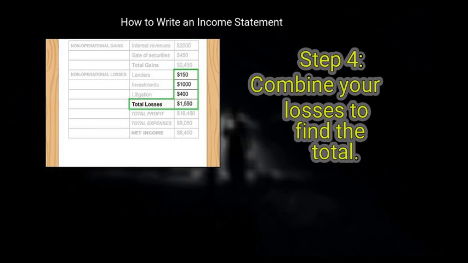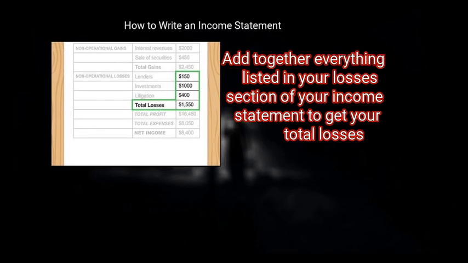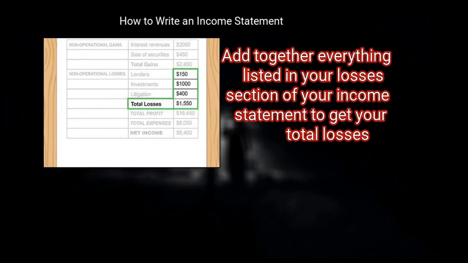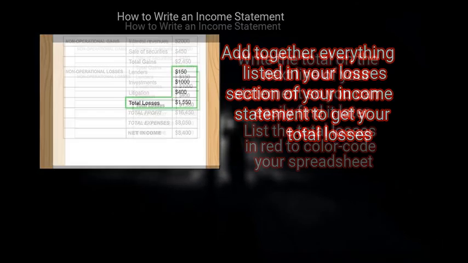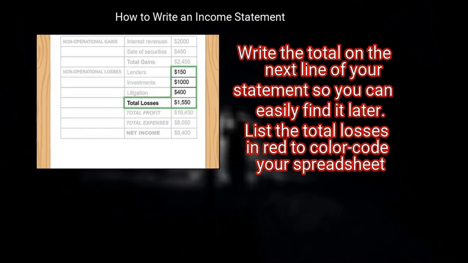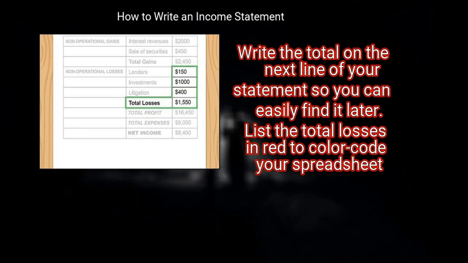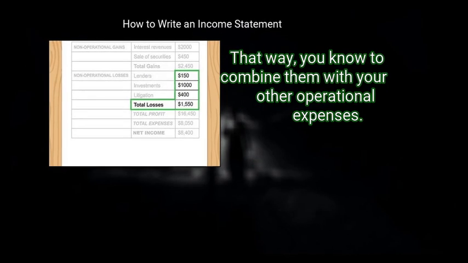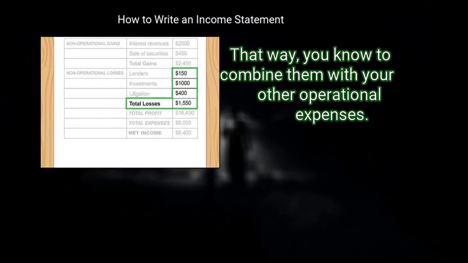Finally, combine your losses to find the total. Add together everything listed in your losses section of your income statement to get your total losses. Write the total on the next line of your statement so you can easily find it later. List the total losses in red to color code your spreadsheet. That way, you know to combine them with your other operational expenses.